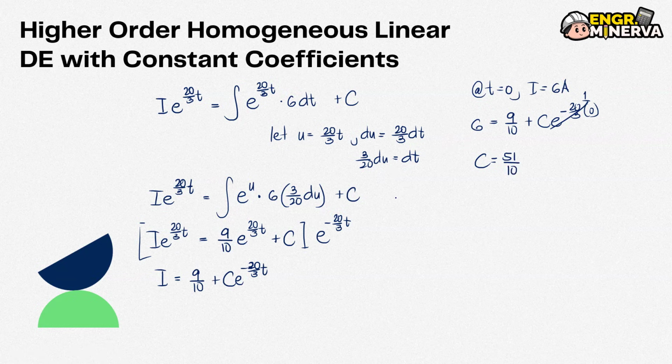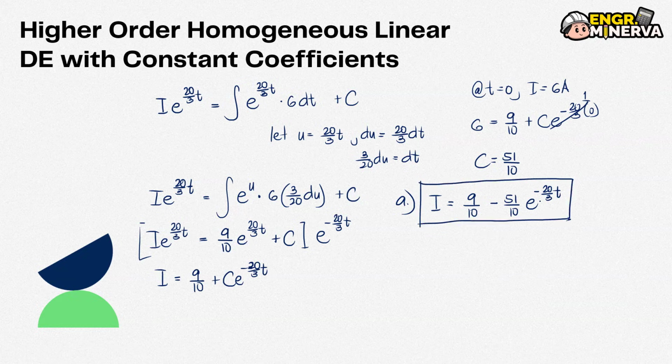So it means our answer for A, which is the current in the circuit at any time, would be I equals 9 over 10 minus 51 over 10 e raised to negative 20 over 3 t. That is the current at any time.